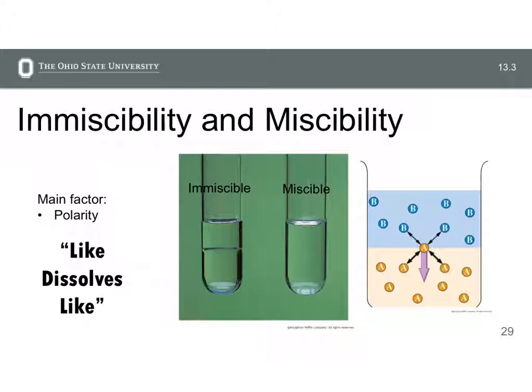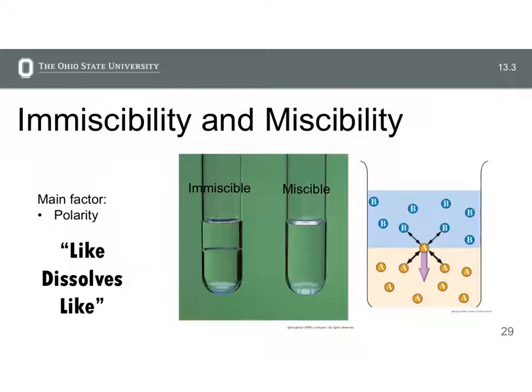Okay, so we know that certain liquids don't mix. A great example is oil and water, or even oil and vinegar if you make salad dressing. You know that they don't mix well together. You have to add something like an emulsifier to make that happen.